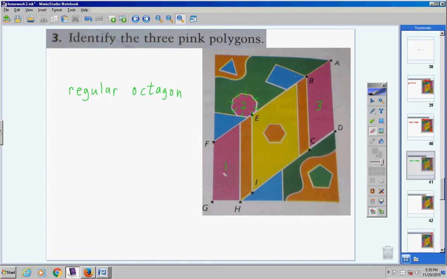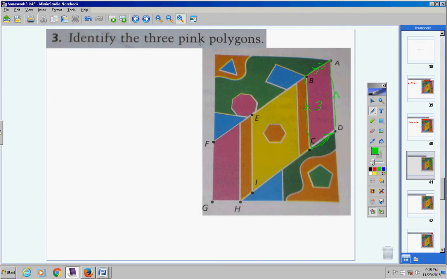Now let's take a look at figure number 3, or polygon number 3. That's obviously a parallelogram, guys. Look, it's a 4-sided figure. This side here is parallel to this side here, and this side over here is parallel to this side here. So number 3 is a parallelogram.